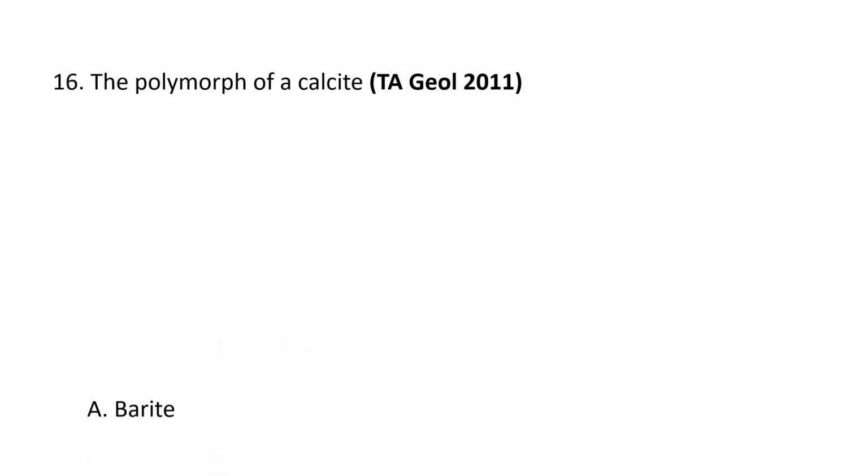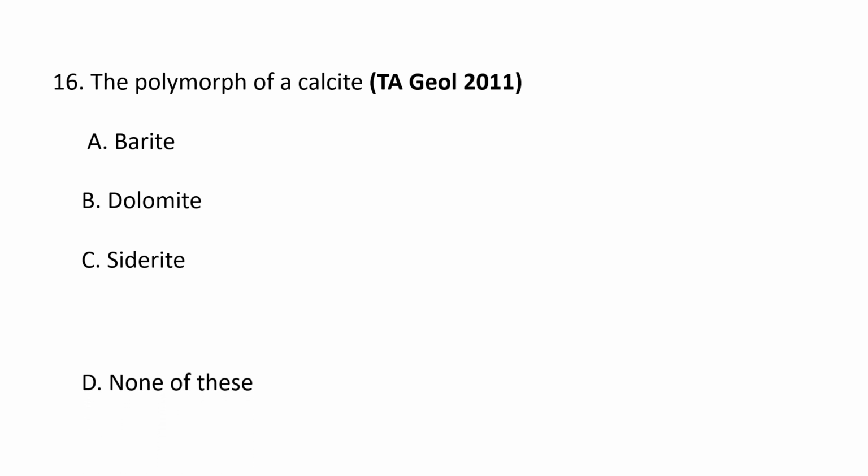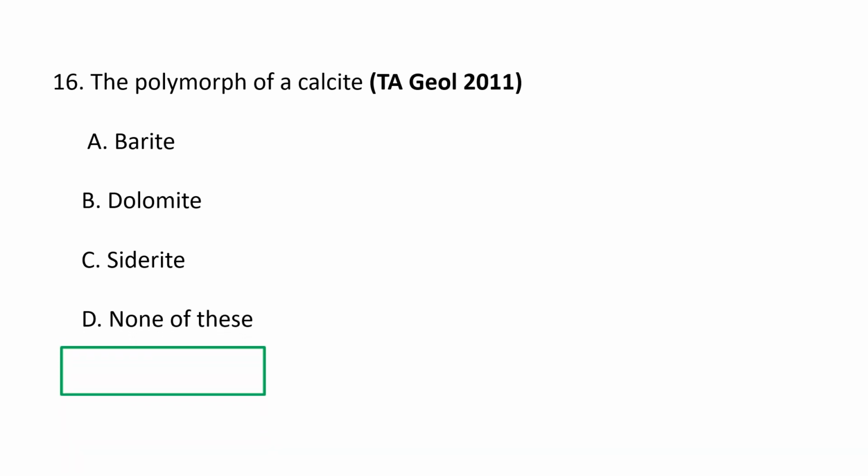Next question. The polymorph of calcite is A) Barite, B) Dolomite, C) Siderite, and D) None of this. So the correct option is none of this. The polymorphs of calcite are aragonite and vaterite. All these are different crystalline forms of calcium carbonate, that is CaCO3, with calcite being the most stable polymorph under normal conditions.